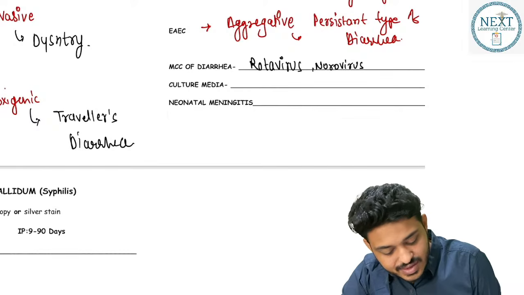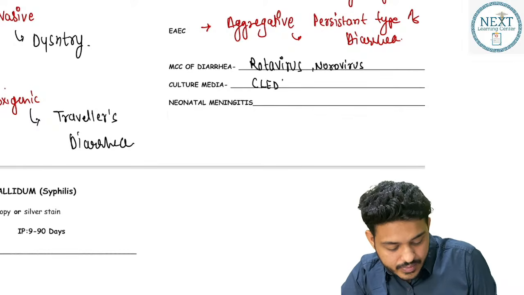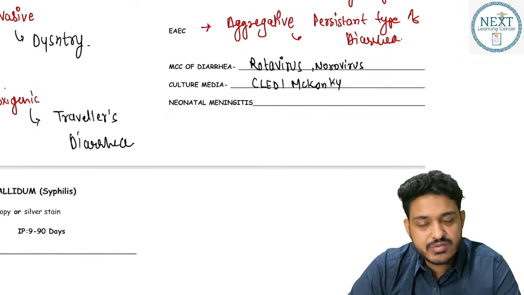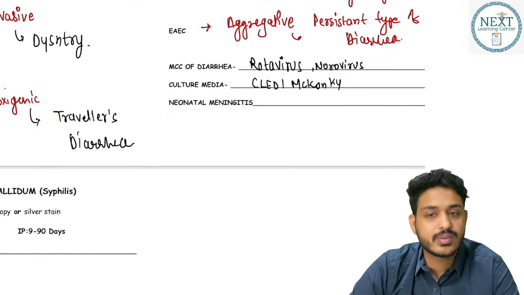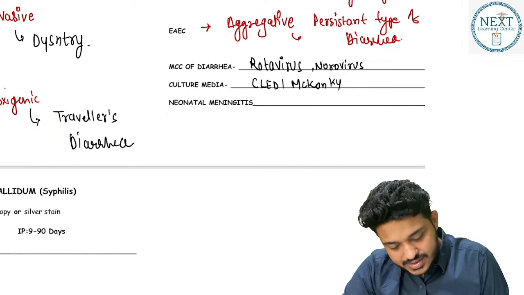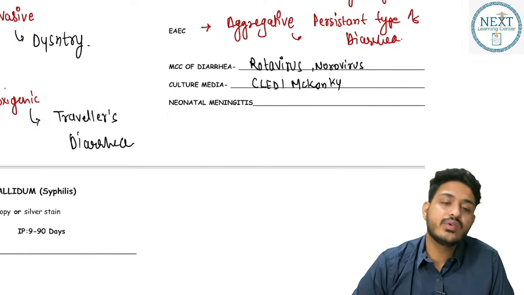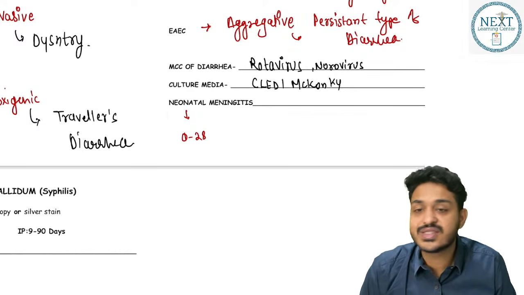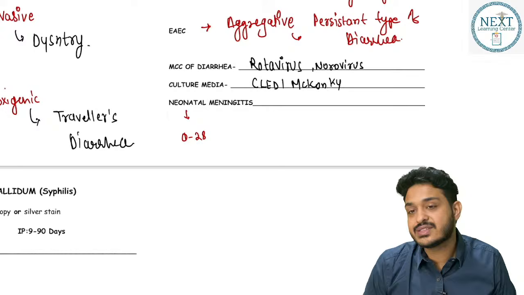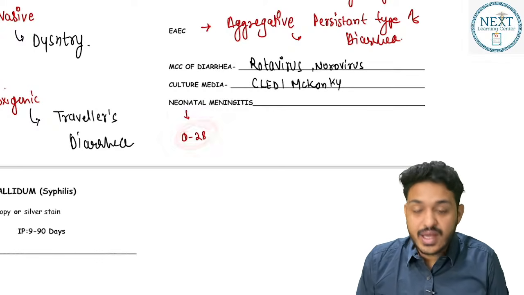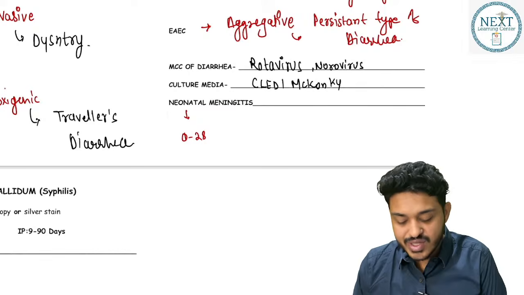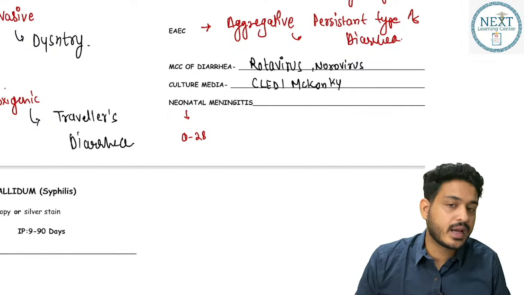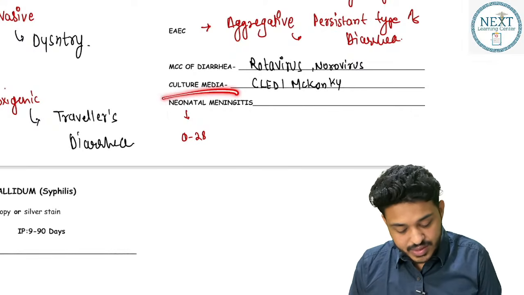For this E. coli, the culture media is going to be what? CLED. We can also use what? MacConkey. CLED is cysteine lactose electrolyte deficient media, whereas another one is going to be what? MacConkey. This E. coli can cause what? Meningitis and neonatal meningitis. Neonate means a baby up to 28 days, 0 to 28 days is going to be what? A neonate. 0 to 7 is early neonate, 7 to 28 is a late neonate, and this is the most common cause for neonatal meningitis. If they ask you, in a neonate, if the person is going to have inflammation of the meninges like dura mater, arachnoid and pia mater, this is going to be known as neonatal meningitis, right?